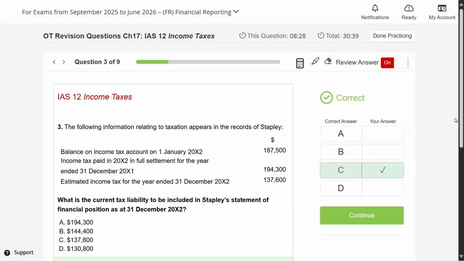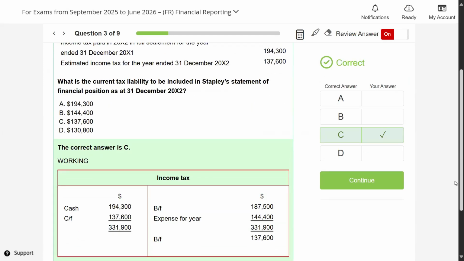Okay, so let's see. They have done the same working and they have also calculated the expense for the period using the T account, that we also calculated, 144,000. Otherwise, the figure that goes to the statement of financial position as current liability is 137,600. Okay, so in doing so, we actually did both the treatments. We calculated the expense for the period and we also calculated the liability. I hope it makes sense.